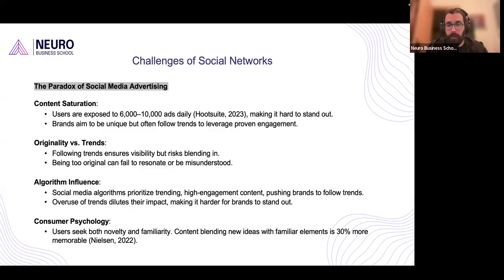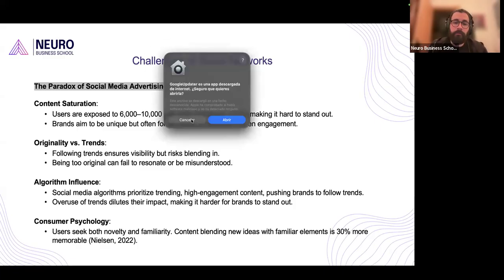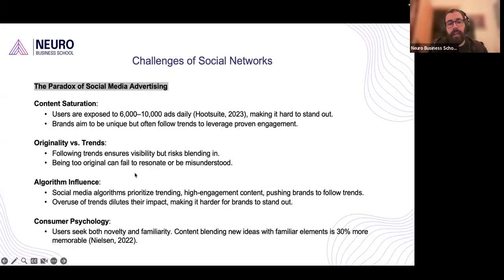Following trends ensures visibility, but risks blending in. Being too original can fail to resonate or be misunderstood. Algorithm influence: social media algorithms prioritize trending, high-engagement content, pushing brands to follow those trends. And overuse of trends dilutes their impact, making it harder for brands to stand out. So this balancing problem exists. Consumer psychology: users seek both novelty and familiarity. That's the huge problem that we have.